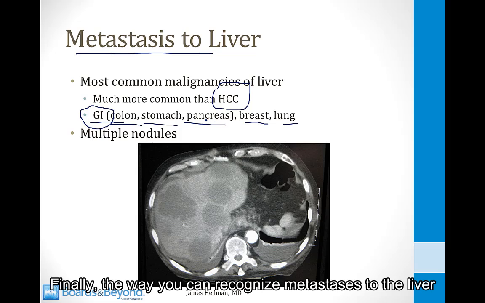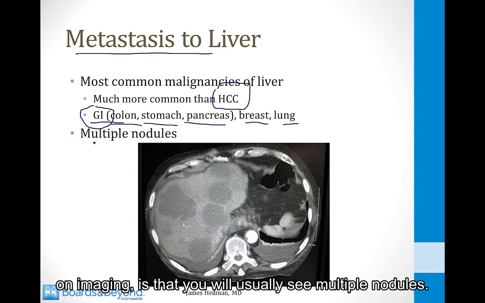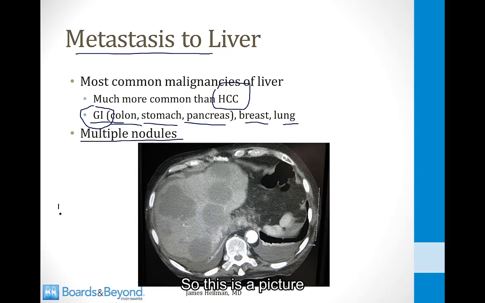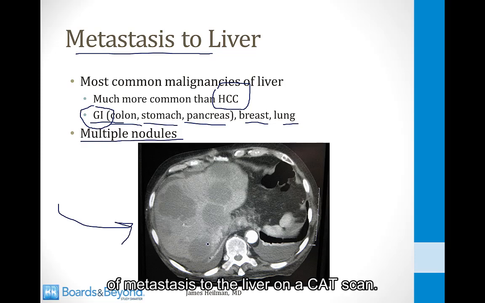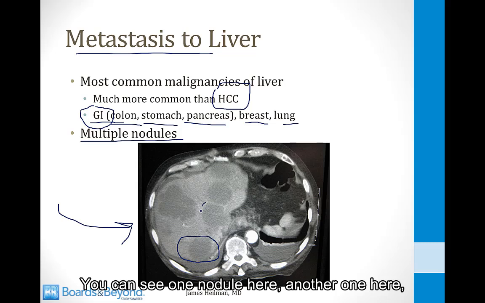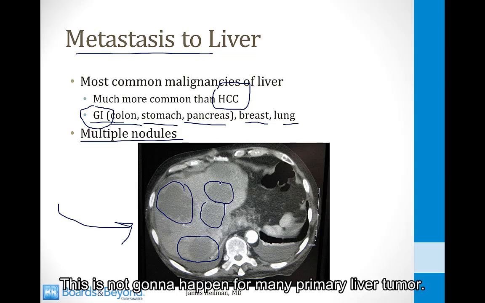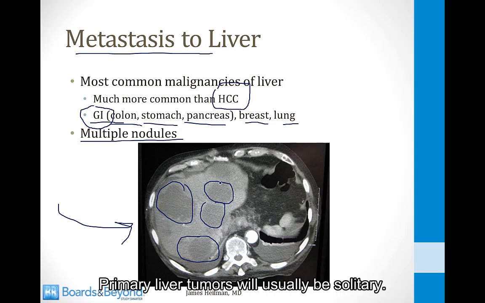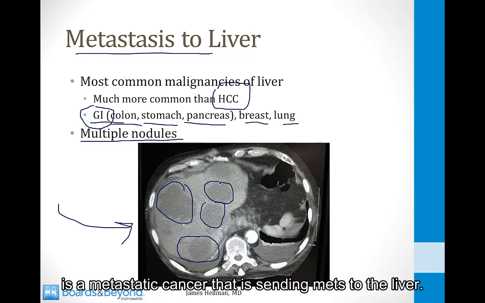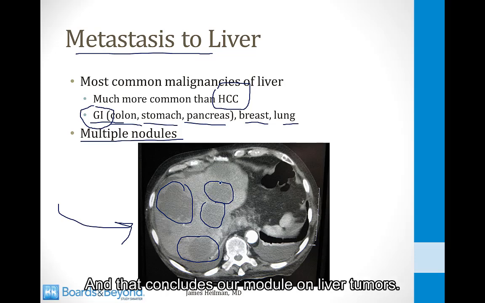Finally, the way you can recognize metastases to the liver on imaging is that you will usually see multiple nodules. So this is a picture of metastases to the liver on a CAT scan. You can see one nodule here, another one here, another one here, another one here. This is not going to happen from any primary liver tumor. Primary liver tumors will usually be solitary. When you see multiple spots like this, it usually is a metastatic cancer that is sending mets to the liver. And that concludes our module on liver tumors.